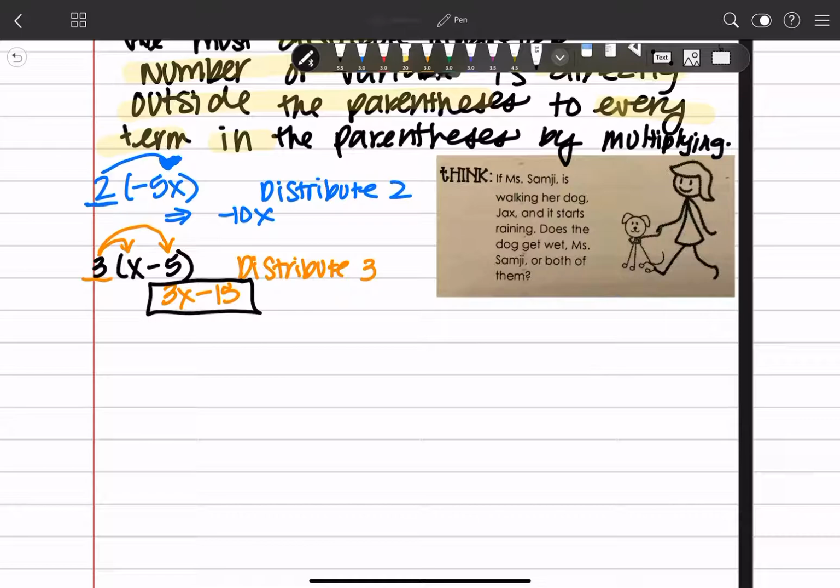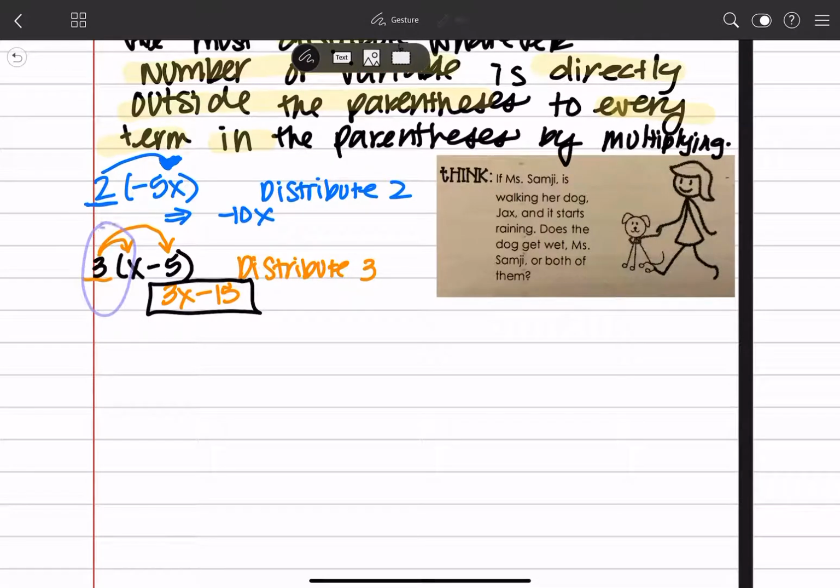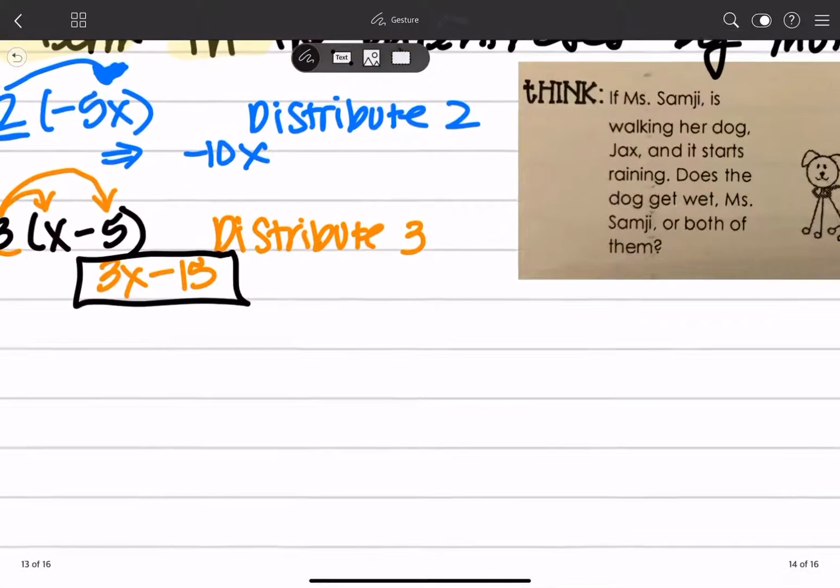So in this situation, I want you to remember it's going to rain on the x right here. The 3 is going to rain on the x, and it's going to rain on that 5. So let's try another one here.